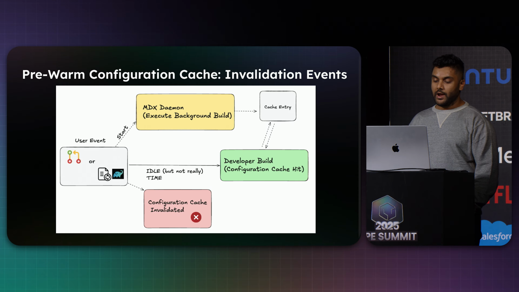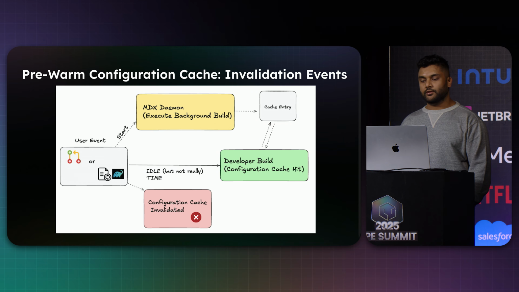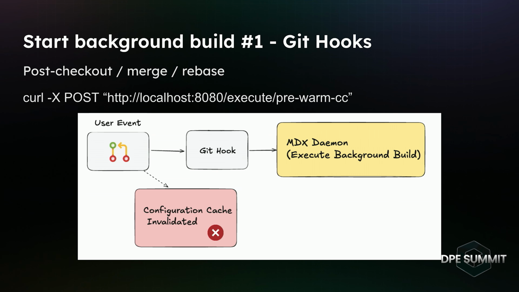We can then start background builds in response to these events, where we're essentially trying to take advantage of the idle time between cache invalidation and developers executing a build to passively create a cache entry. To start a background build in response to updating your local Git branch with latest code changes, we can use certain Git hooks such as post checkout, post merge, and post rebase. In this case, executing a simple curl command to the daemon's execute endpoint and passing in the job ID.